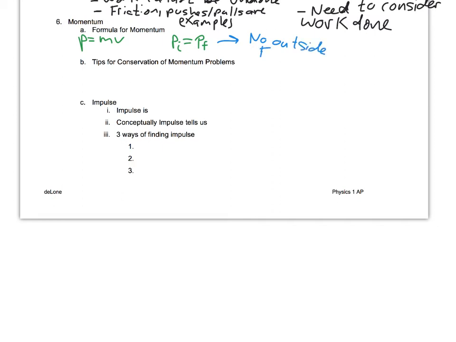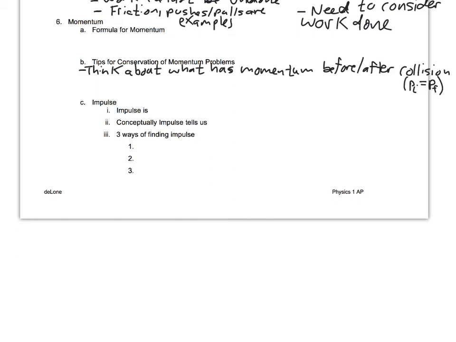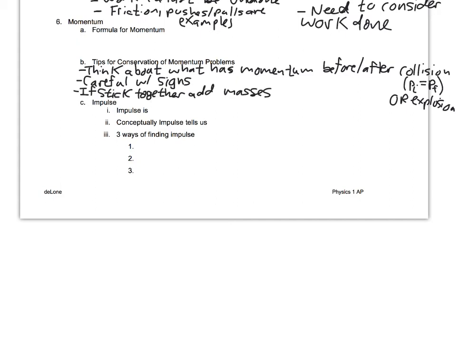Let's talk about a few tips here for solving these conservation of momentum problems. Whenever you're doing these ones, it's kind of like setting up conservation of energy. We're going to think about what in the system has momentum before and what has momentum after the event. And usually what we're talking about with momentum is either a collision or an explosion. We're going to be careful with the sign of our velocity because momentum is a vector, as is velocity, and we need to indicate that with a sign. If we have a case where the two objects stick together, what we usually do is we just combine their masses and treat them as one.